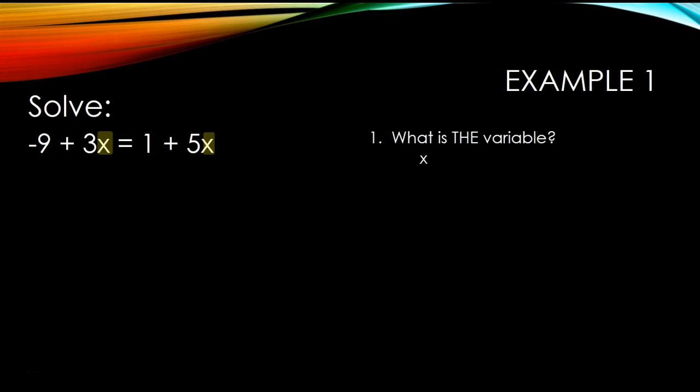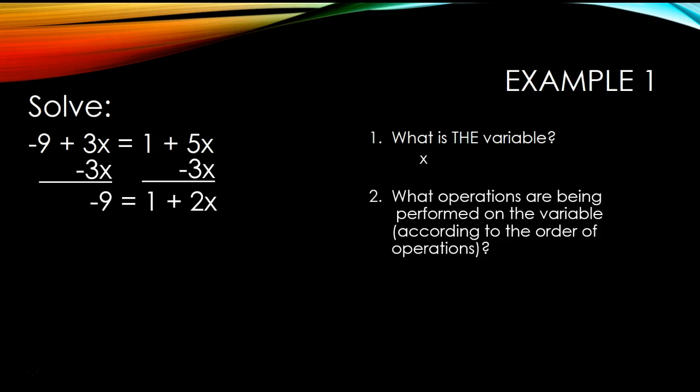I tend to work with the smaller variable. So as I look at 3x and 5x, I'm going to want to manipulate the 3x. What does that look like? I'm going to subtract 3x from both sides. Then on the left we will get -9, and on the right, when we simplify and combine like terms, that is 1 plus 2x. Now this is an equation that is ready to solve with inverse operations. So the variable is x and there's only one.